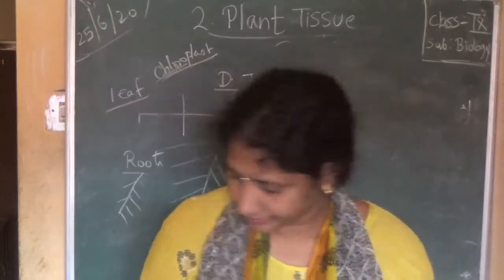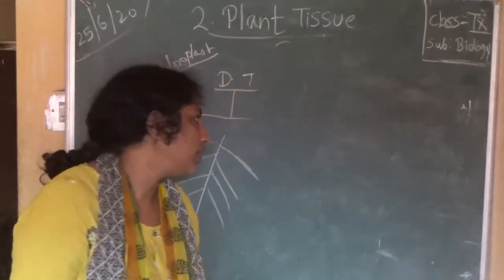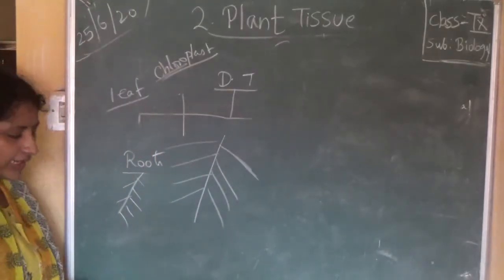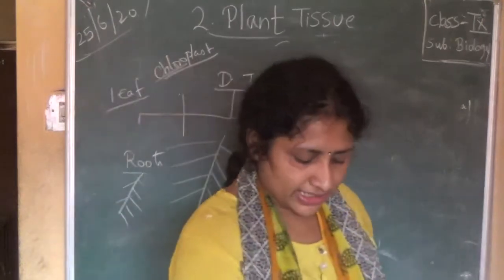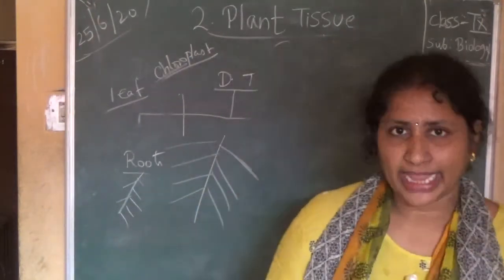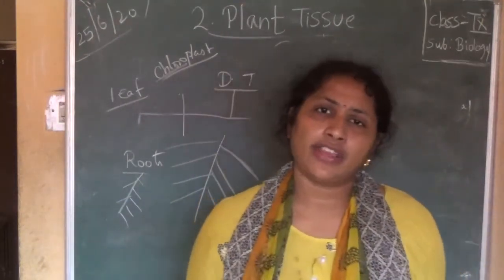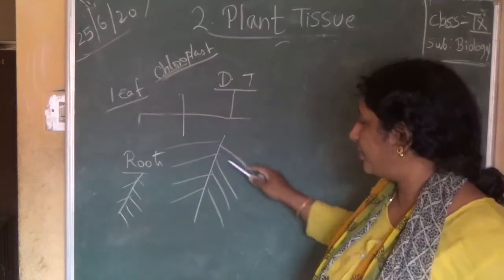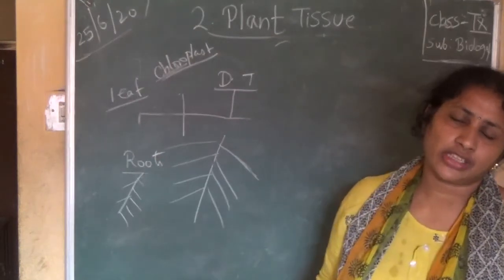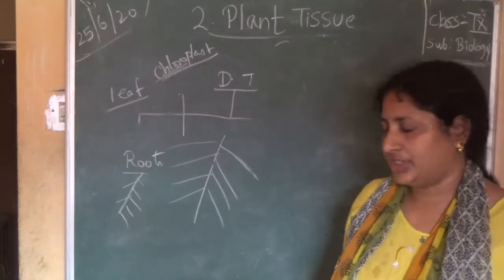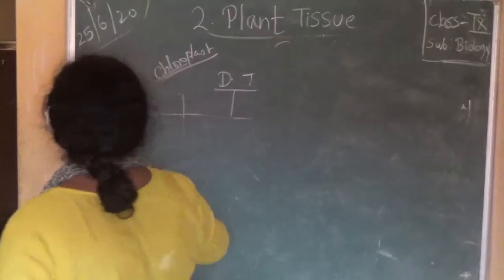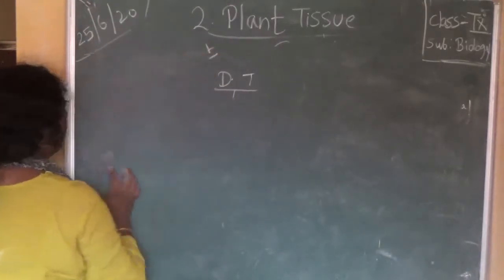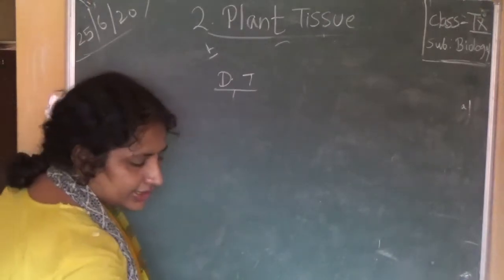So what you understood: dermal tissue is present on the entire plant. Even the roots will have dermal tissue, and roots will have root hairs. Root hair is also a part of the dermal tissue.